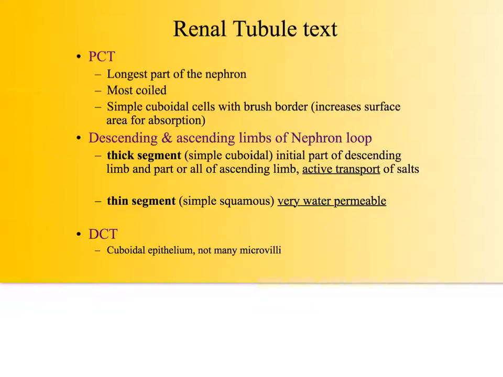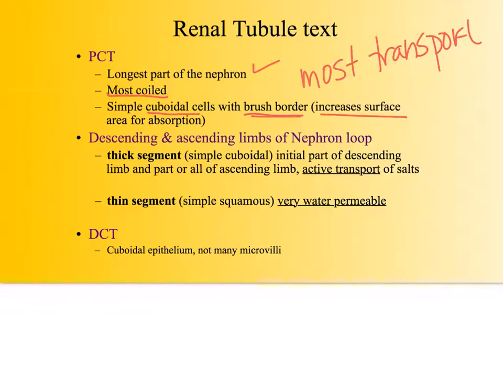Now here's the text that goes with that last slide. The PCT is the longest part of the nephron, so it's the most coiled. It has the most transport going on. It's the most metabolically active. It's going to do most of the work. I just put what I just told you: simple cuboidal cells with a brush border that increases the surface area for absorption.